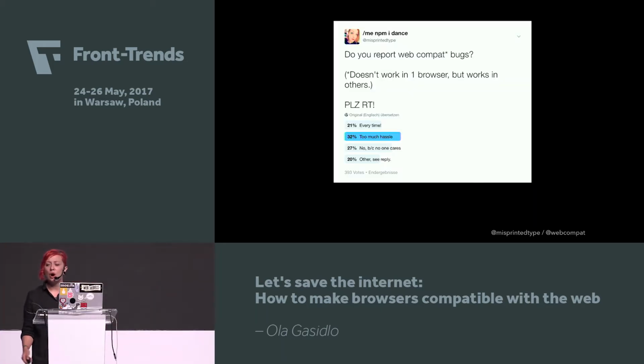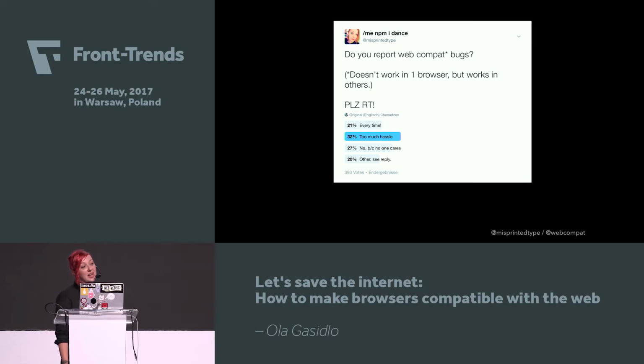So I ran a totally representative poll on Twitter, close to 400 votes, and 79% of those who voted do not report bugs. And from our experience, it's like way more. So why is that? A lot of people think it's just too much hassle or have actually no idea how and where to report them. I get that. Before I started to work on that project, I didn't know either.